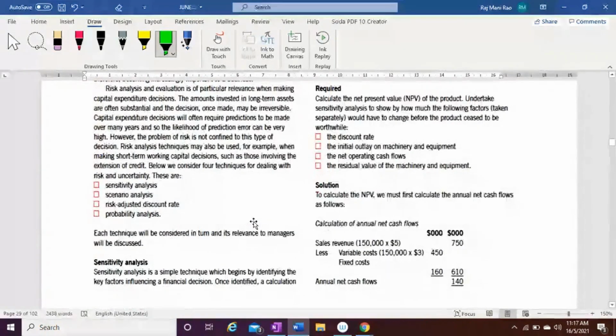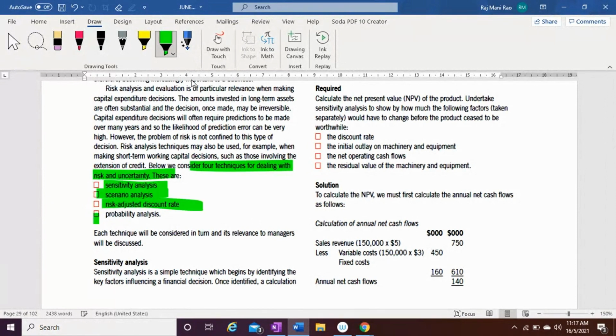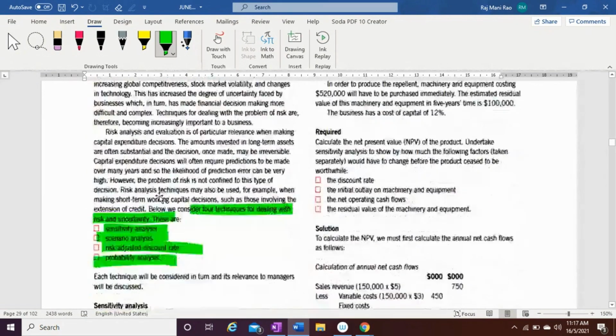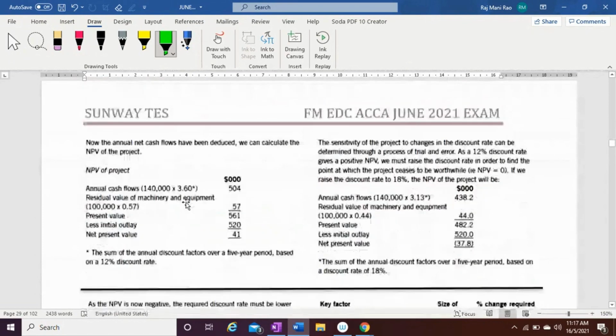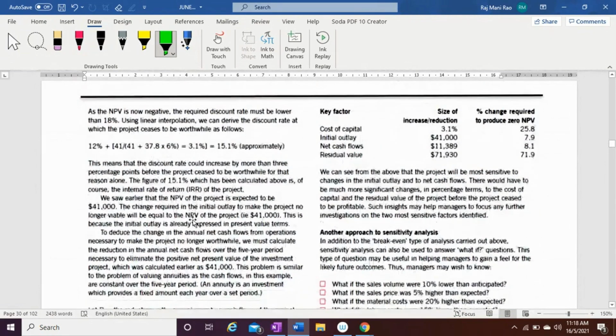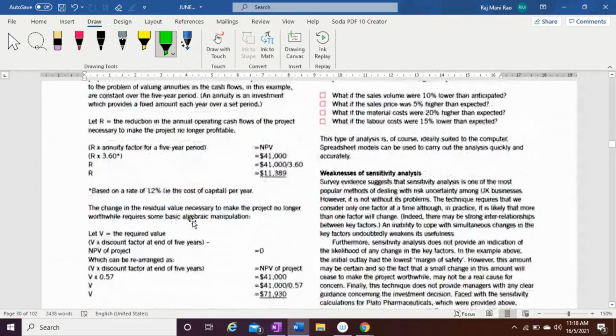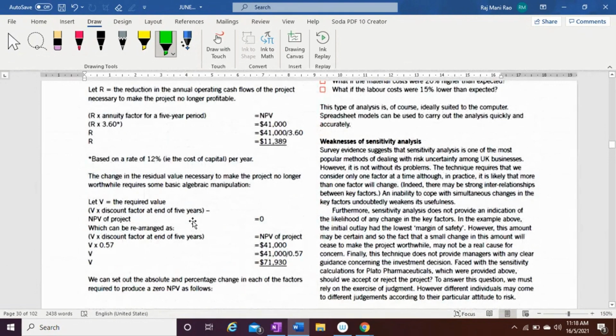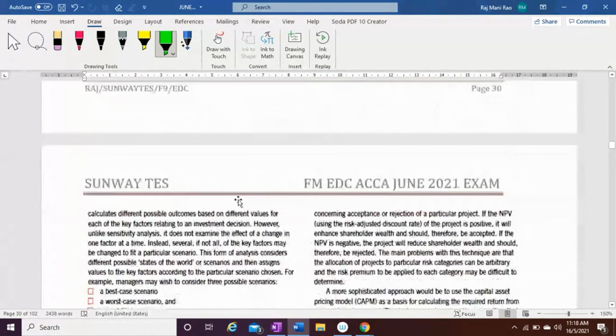Right? Risk. You also have to take into account risk. You can do so by looking at sensitivity, scenario, risk adjusted or profitability analysis. This article talks about how you take risk into account. One of the most common methods is sensitivity analysis, which is quite popular. So you need to know the advantages and disadvantages of using sensitivity analysis.